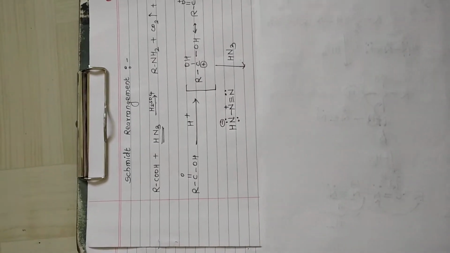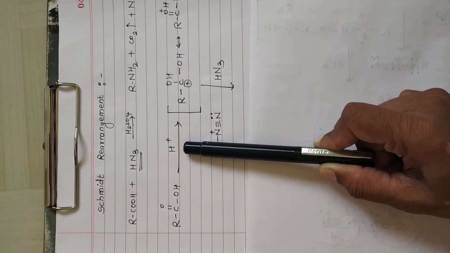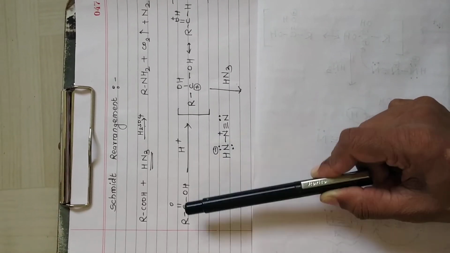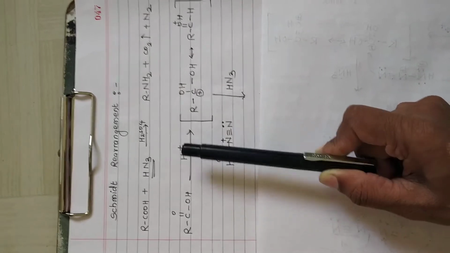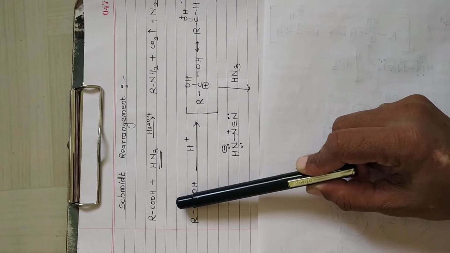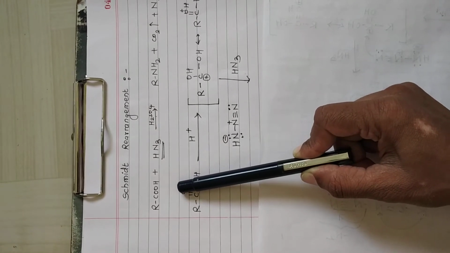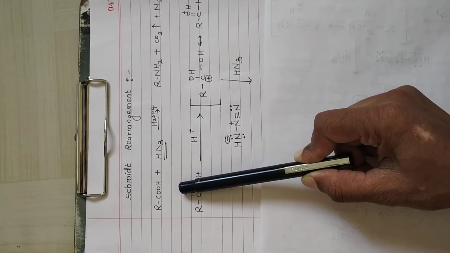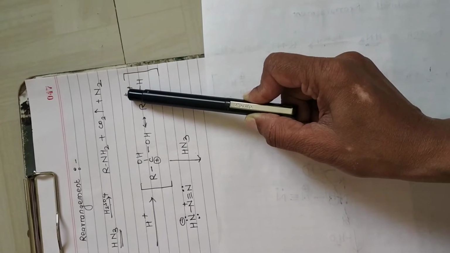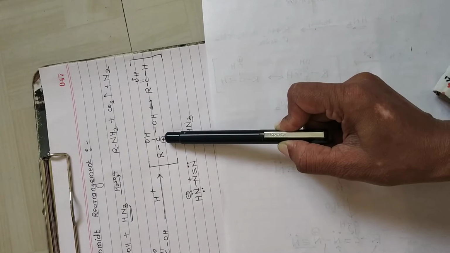First, the carboxylic acid is treated in presence of H2SO4. This acid is responsible for making this carbon atom electron deficient. This H plus will attack on this oxygen atom, because oxygen has valency 2 and lone pair of electrons. So here it will be OH, and this oxygen atom will have a positive charge. Otherwise, one way, you can write a positive charge on this carbon atom.